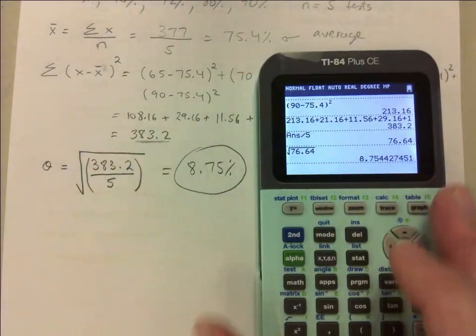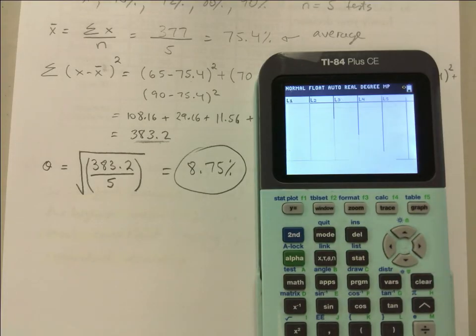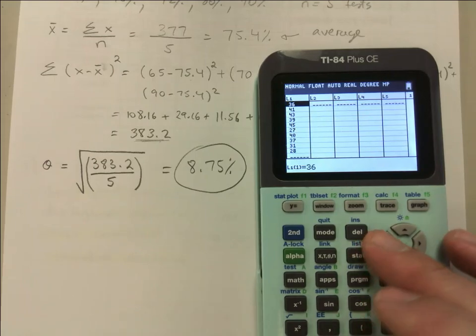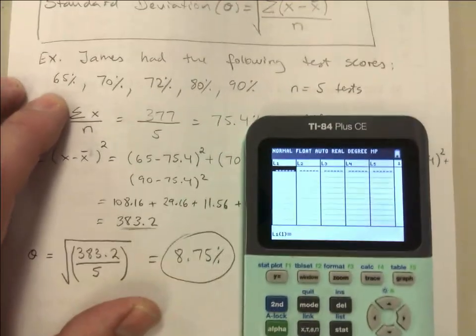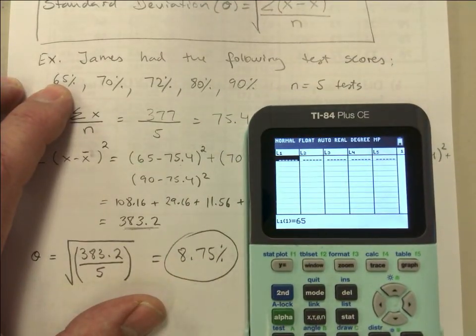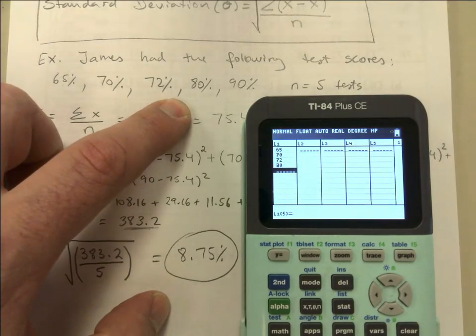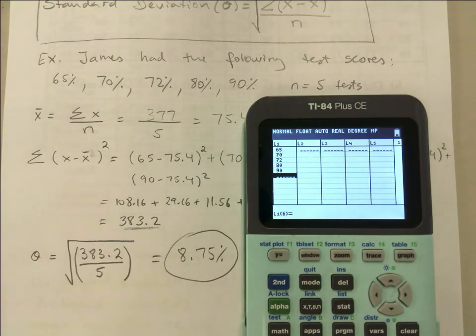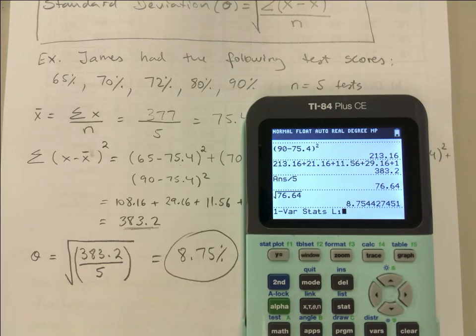Now it could be that I'm wrong, okay? It could be that I made a mistake. So how would you verify for sure? Stat, edit. I'm just going to type these 5 values in there. Okay, so I'm going to go 65, 70, 72, 80, and 90, right? Type them in. Stat calc, one variable stat, feed it L1.